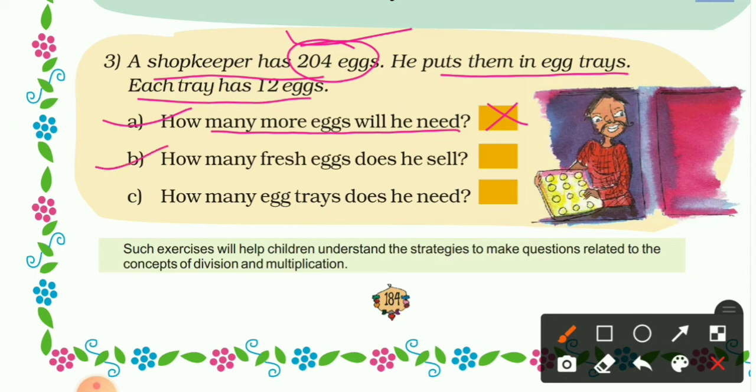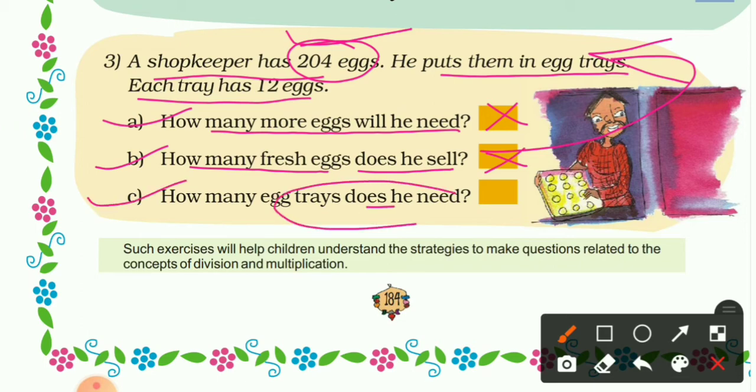Option B. How many fresh eggs does he sell? No, there is no detail of selling in this statement. So option B is not correct. Now C number. How many egg trays does he need? Yes, I have already told about it, that how many trays does he need. So it is the correct option.